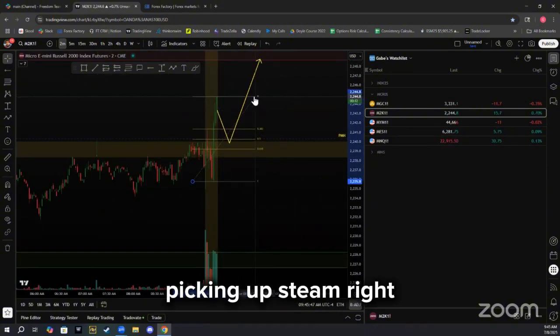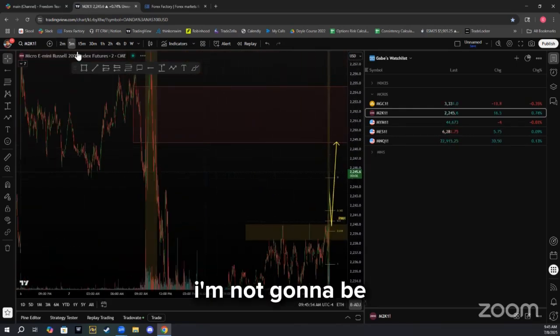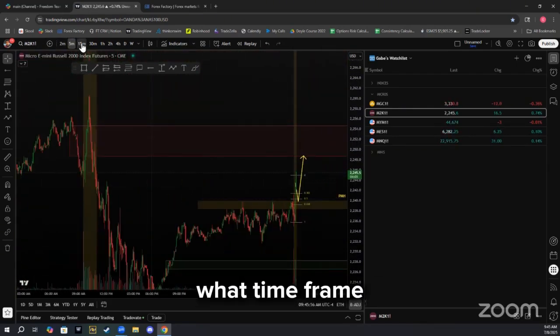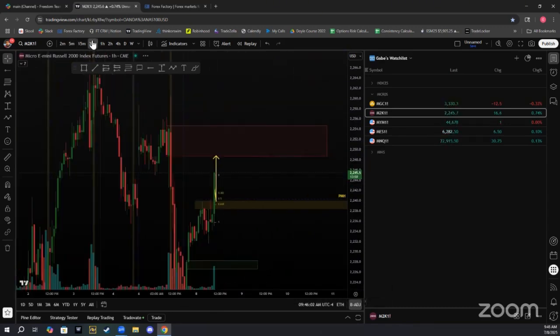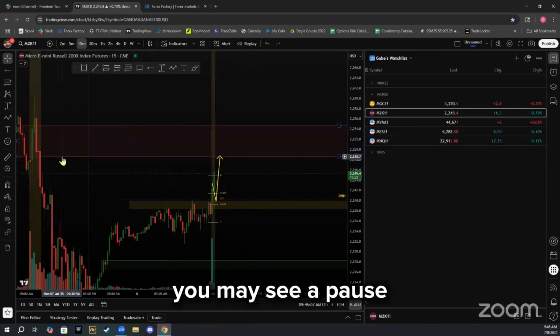So it may do that again. It looks like it's picking up steam, right? And then once it touches this supply, I'm not going to be super interested in it. What time frame was this? Okay, that was an hourly. So hourly, just this general area, we may see a pause.